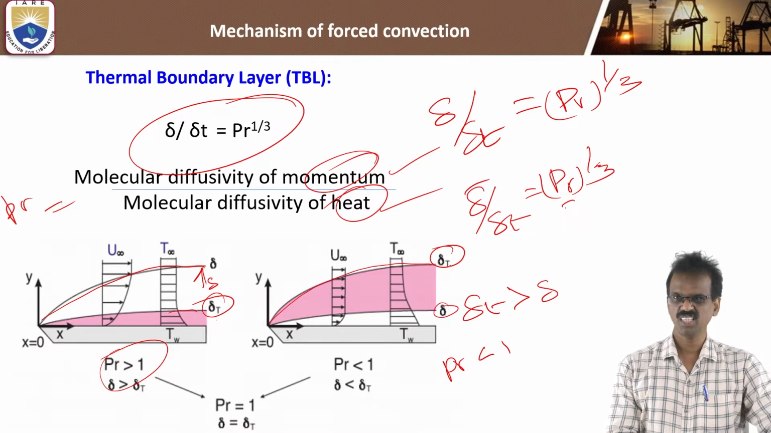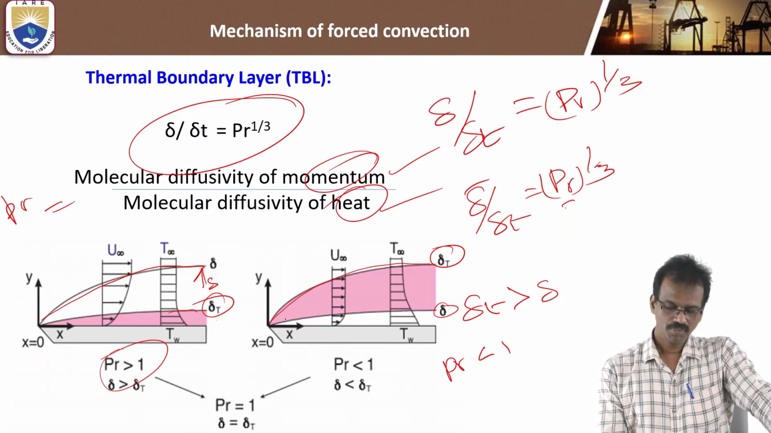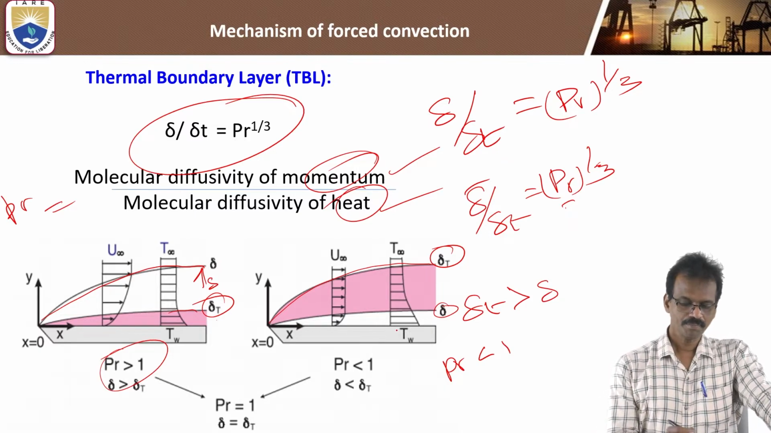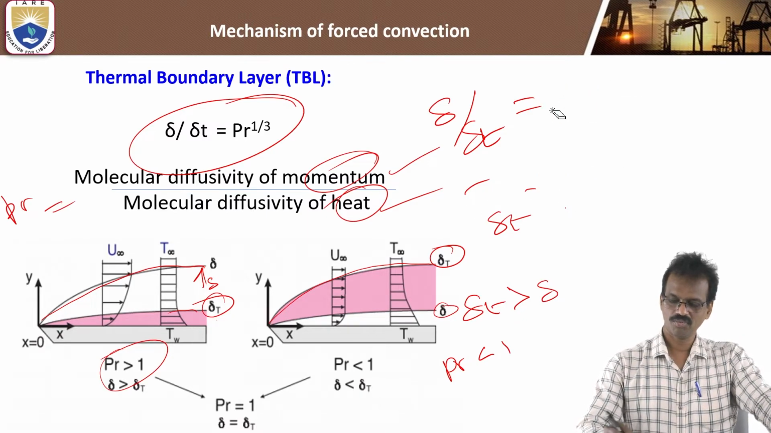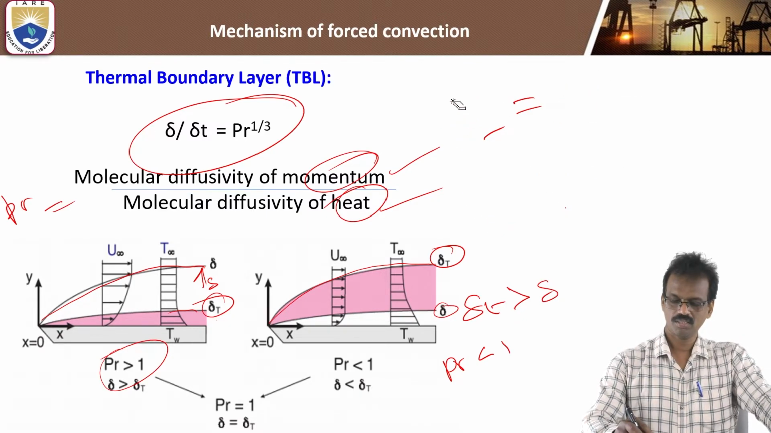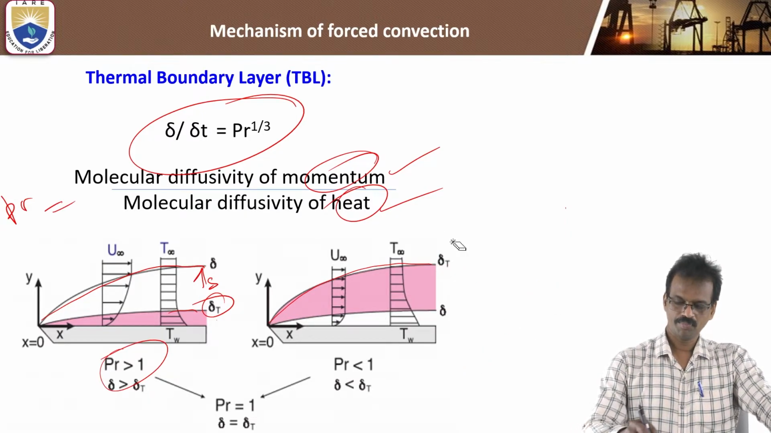It means delta t covers the velocity boundary layer. So the thermal boundary layer covers the velocity boundary layer. Here, velocity boundary layers cover the thermal boundary layer. We'll see there is some matter regarding this one here. I have already pasted it on this PPT. You can observe that one.